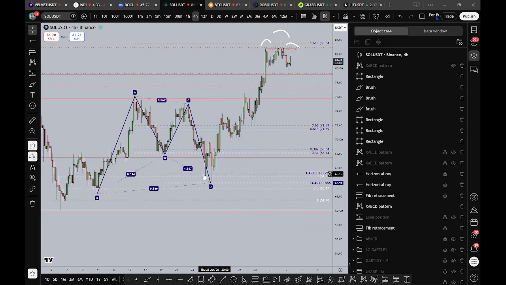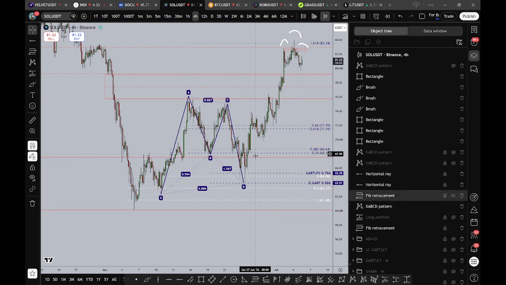You had the 786 completion first, which gave you a nice reaction. Then you flushed back to the PRZ with a lower low in price, but a higher low in RSI. So once again, you have bullish divs happening, and those bullish divs at the M-shaped completion are what sent you higher. You've been bull flagging up since.